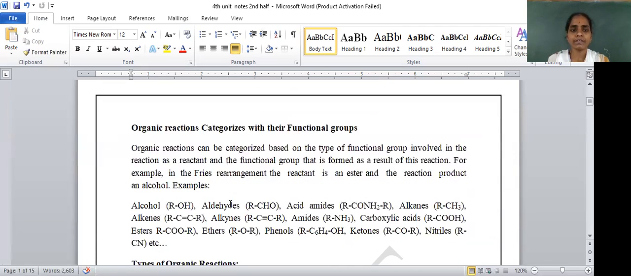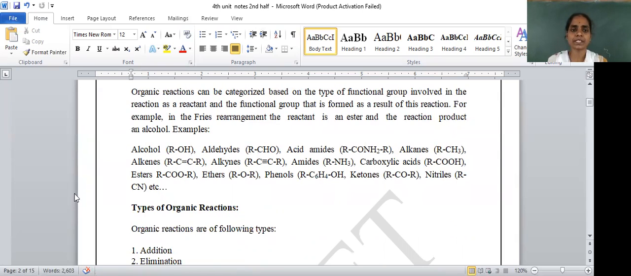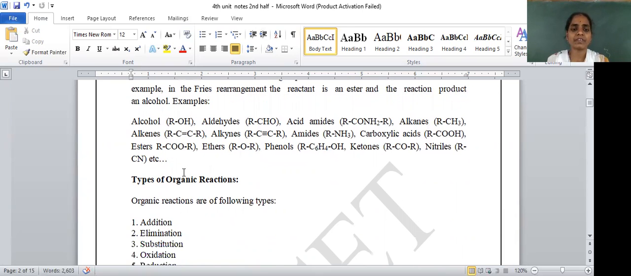And here, some of the organic reactions are mainly categorized based on their functional groups. So these are some of the functional groups: alcohols, aldehydes, acid amides, alkanes, alkenes, alkynes, amides, carboxylic acids, ethers, esters, phenols, ketones, and cyanides and nitriles. These are some of the functional groups.